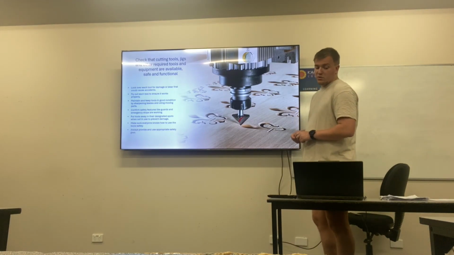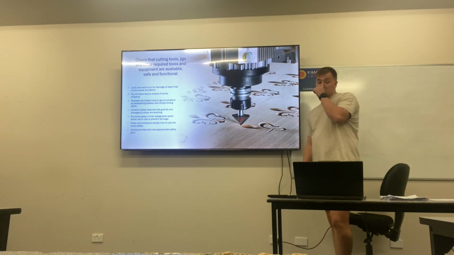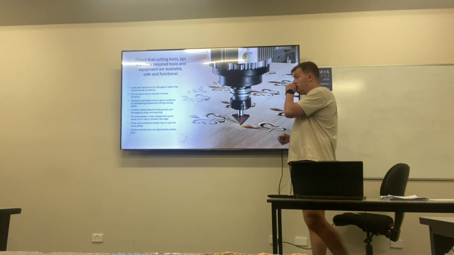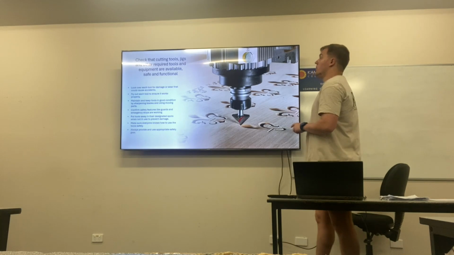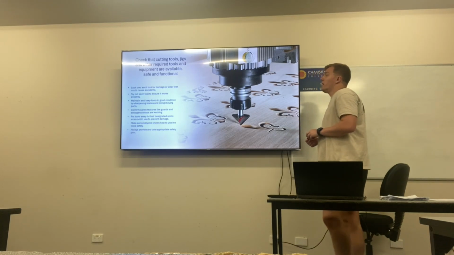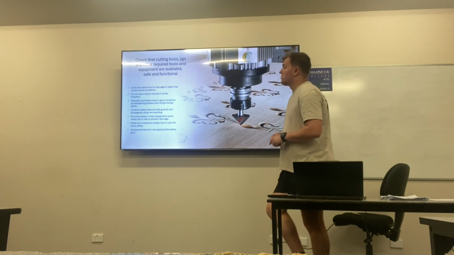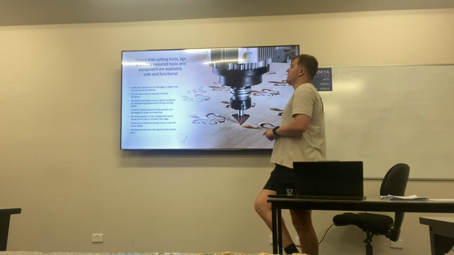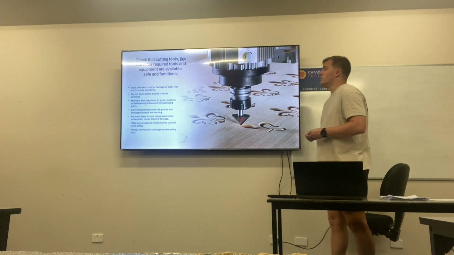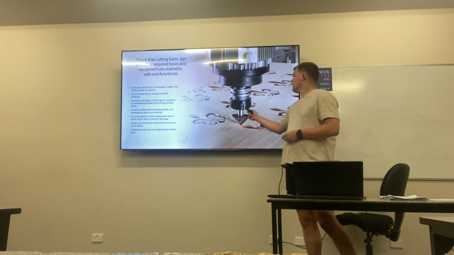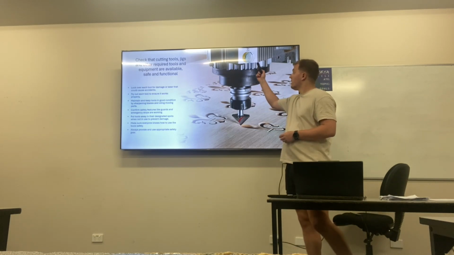Right? Check that cutting tools, jigs, and other required tools and equipment are available, safe, and functional. Look over each tool for damage or wear that could cause accidents. Try out each tool to ensure it works properly. Maintain and keep tools in good condition by sharpening blades and oiling moving parts. Sharp blades, moving parts.